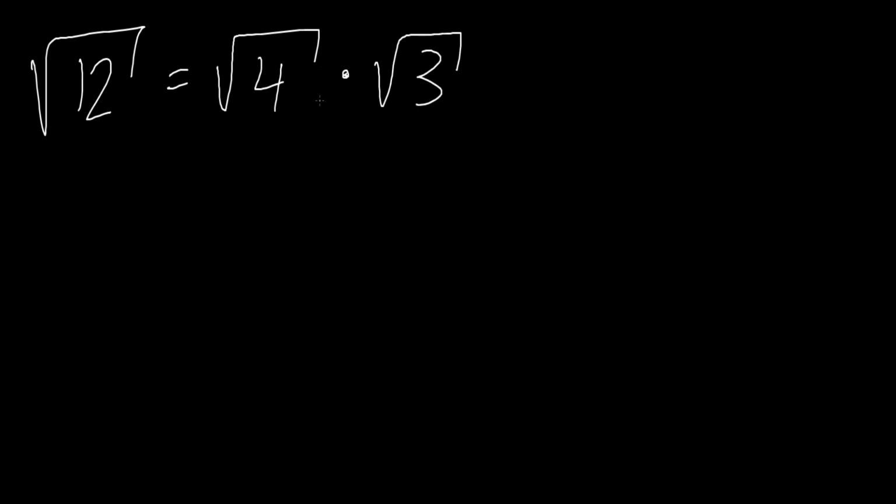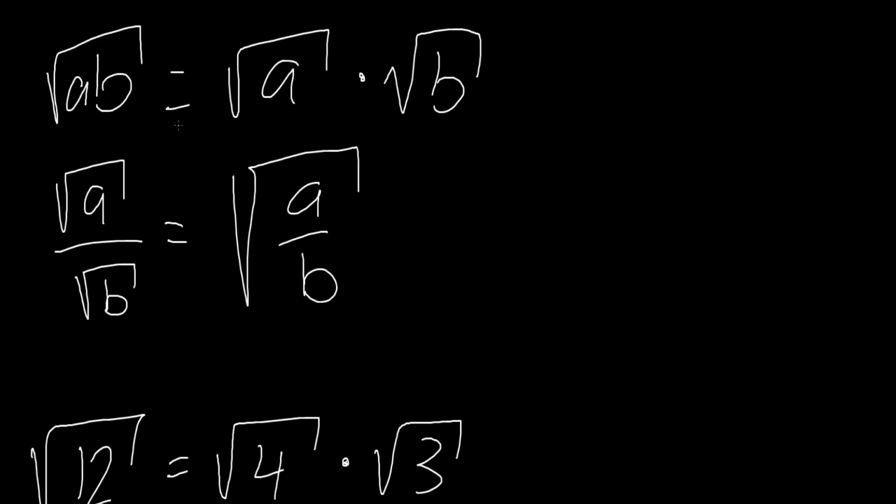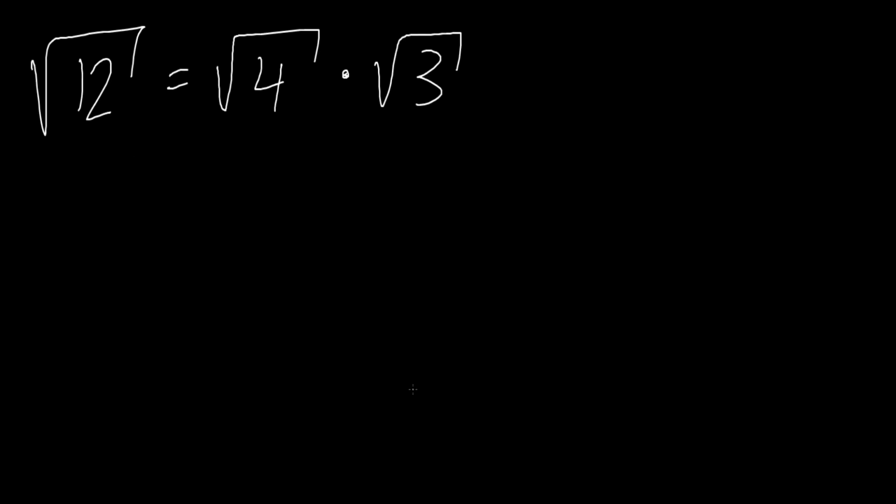Remember, this is using the first rule I told you. The square root of AB, which is 12, is equal to the square root of A times the square root of B: 4 times 3, which is equal to 12. Now, can we simplify one of these? Yes, we can. We can simplify the square root of 4, which is equal to 2. And we can't simplify root 3, so we just leave it there. So this is equal to 2 root 3.